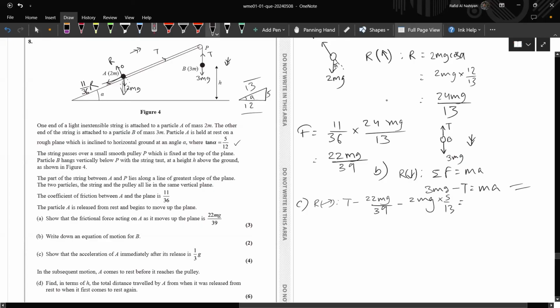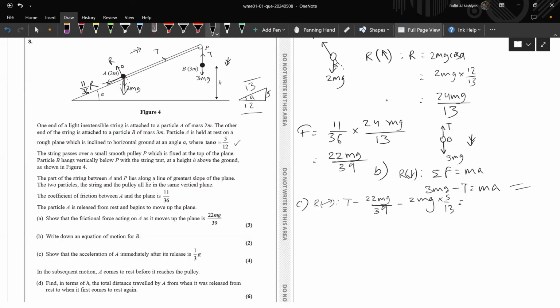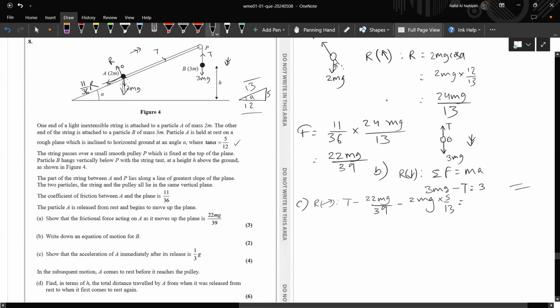And what is the mass? The mass is 2m. Wait a second. Oh my god, I hope I did not make this mistake in the exam. I forgot to write down the mass of B. It's 3m, 3ma. Okay, now the mass of A, that's what I need, that's 2ma.